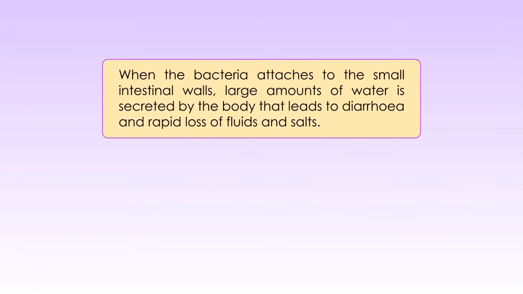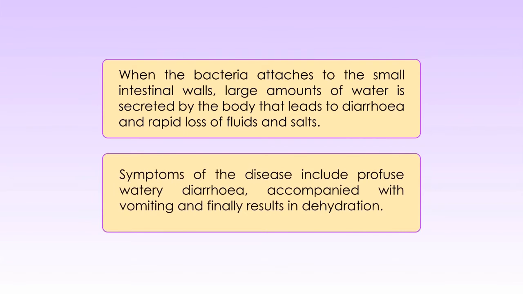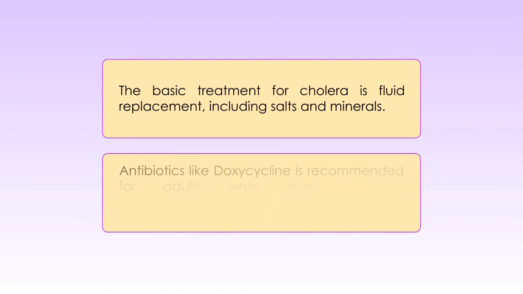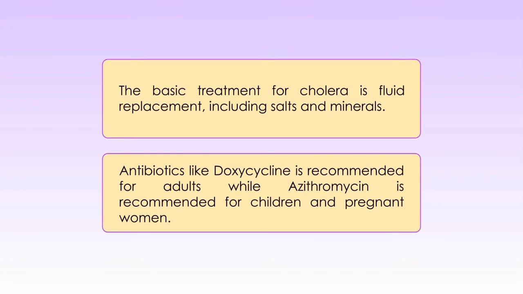So when the bacteria attach to the small intestinal walls, a large amount of water is secreted by the body that leads to diarrhea and rapid loss of fluids and salts. Symptoms of the disease include profuse watery diarrhea, which is accompanied with vomiting and finally results in dehydration. The basic treatment for cholera is fluid replacement, including salts and minerals. Antibiotics like doxycycline are recommended for adults, while azithromycin is recommended for children and pregnant women.